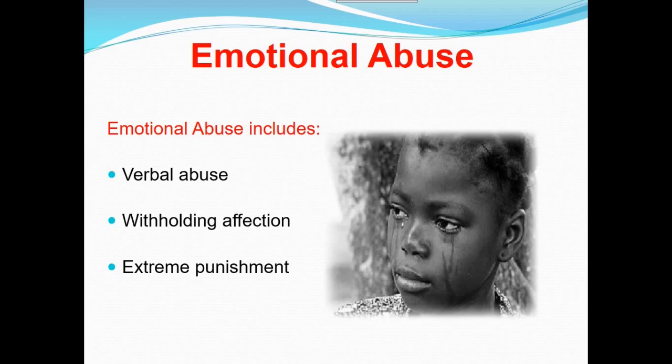So this may include things like verbal abuse, calling them stupid, telling them they're ugly, withholding affection, so refusing to hug or touch the child, or even something as small as holding their hands in public. Extreme punishment, whether that's physical or emotional, or locking them in a closet whenever they get you mad or something. Or corruption.